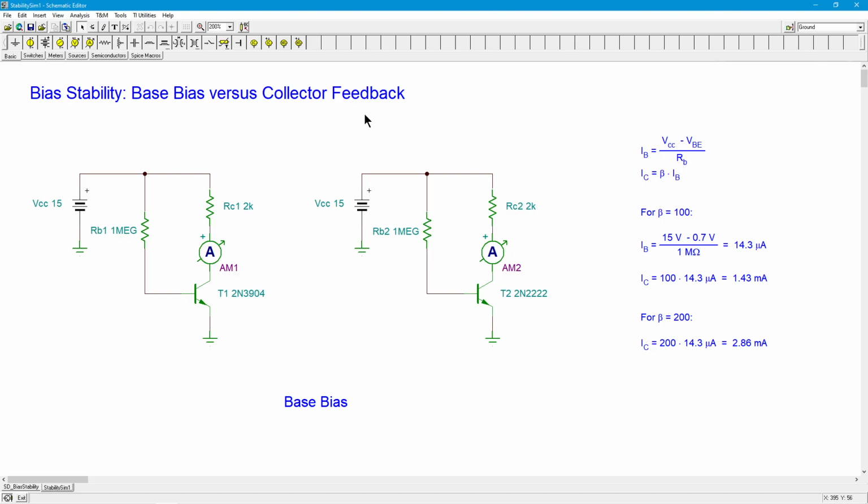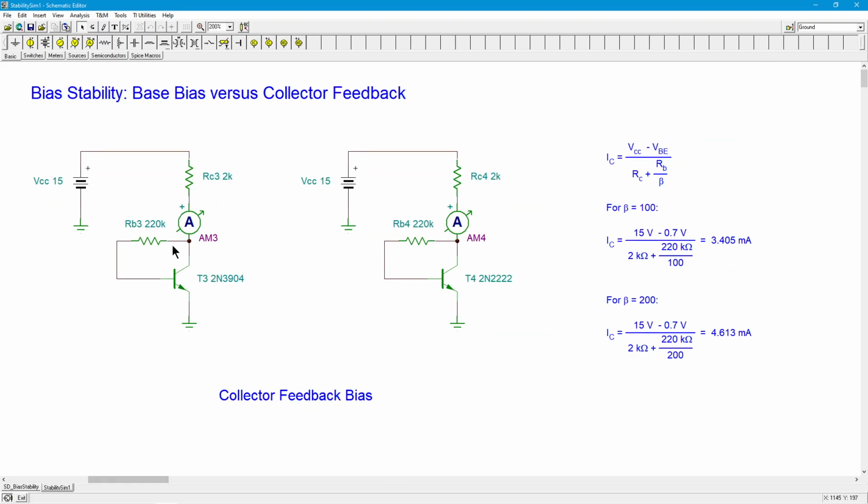Now let's compare that to the collector feedback. So basically the same circuit. All we're going to do is move one end of the base resistor. All right, so I take that resistor, instead of bringing it up to the power supply, I bring it over to the collector. Now the basic idea here is, let's say there was a temperature increase. For some reason, there's an increase in beta, and that means an increase in collector current.